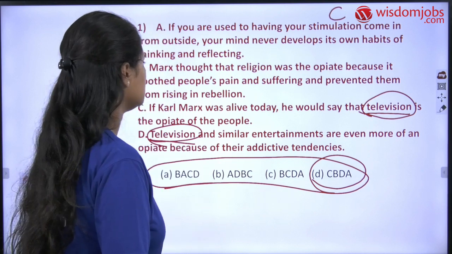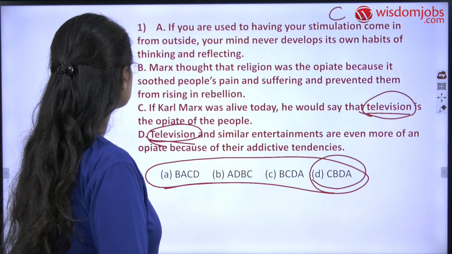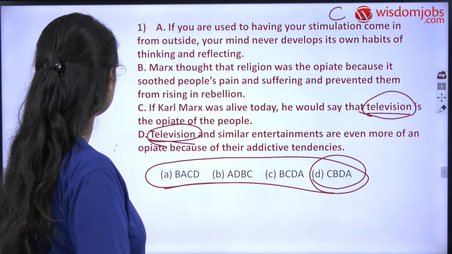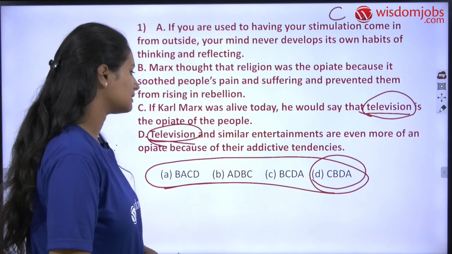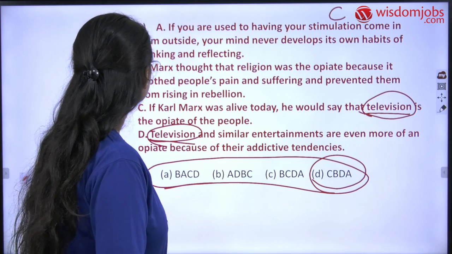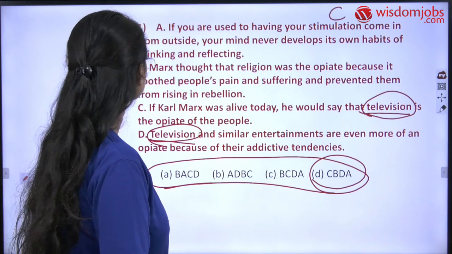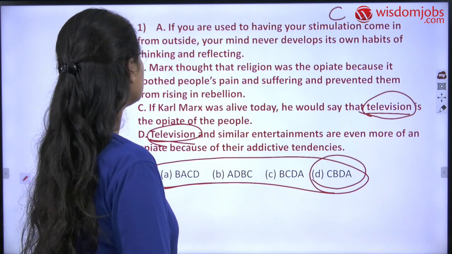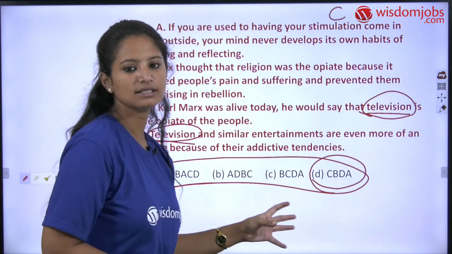Marx thought that religion was the opiate because it soothed people's pain and suffering and prevented them from rising in rebellion. Television and similar entertainments are even more of an opiate because of their addictive tendencies. If you are used to having your stimulation come in from outside, your mind never develops its own habits of thinking and reflecting. So basically this is how it's formed.